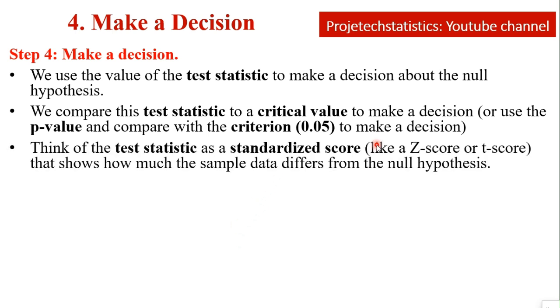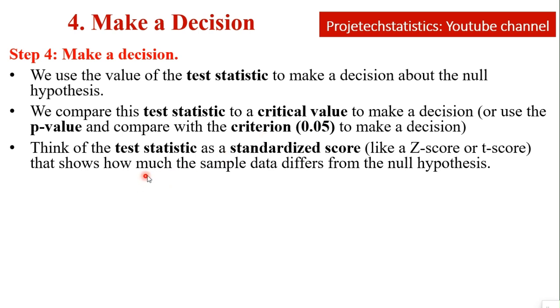So what it means is that we have two situations that we can use to make a decision. The first one is that we compare the p-value from the software output with the criterion, which is 0.05, in order to make a decision. Another way of making a decision is to compare the test statistic to a critical value.